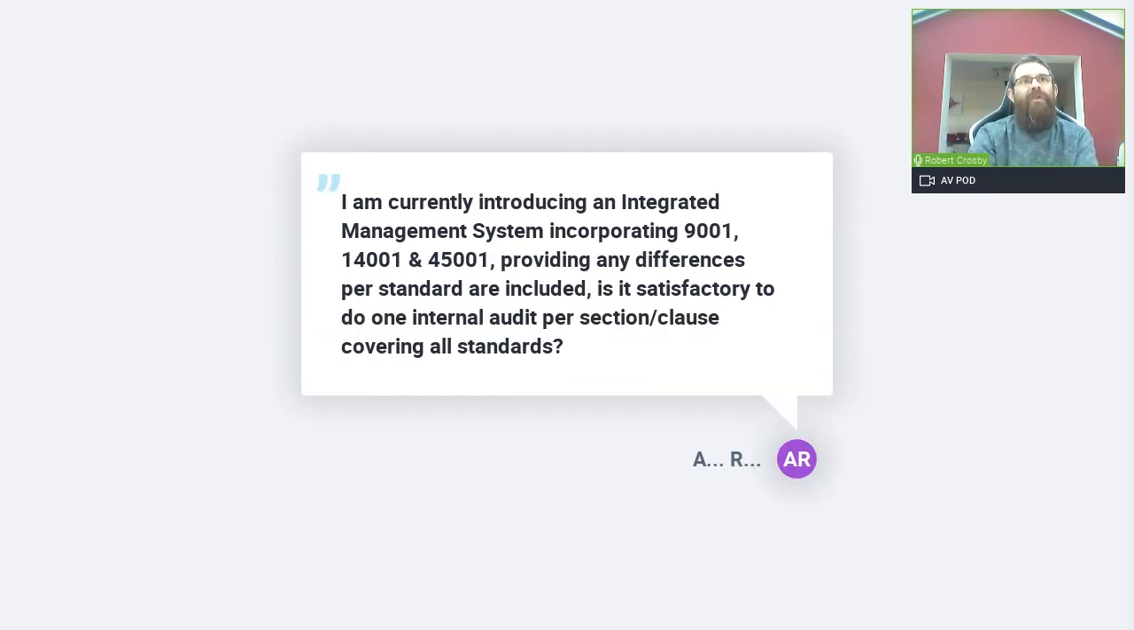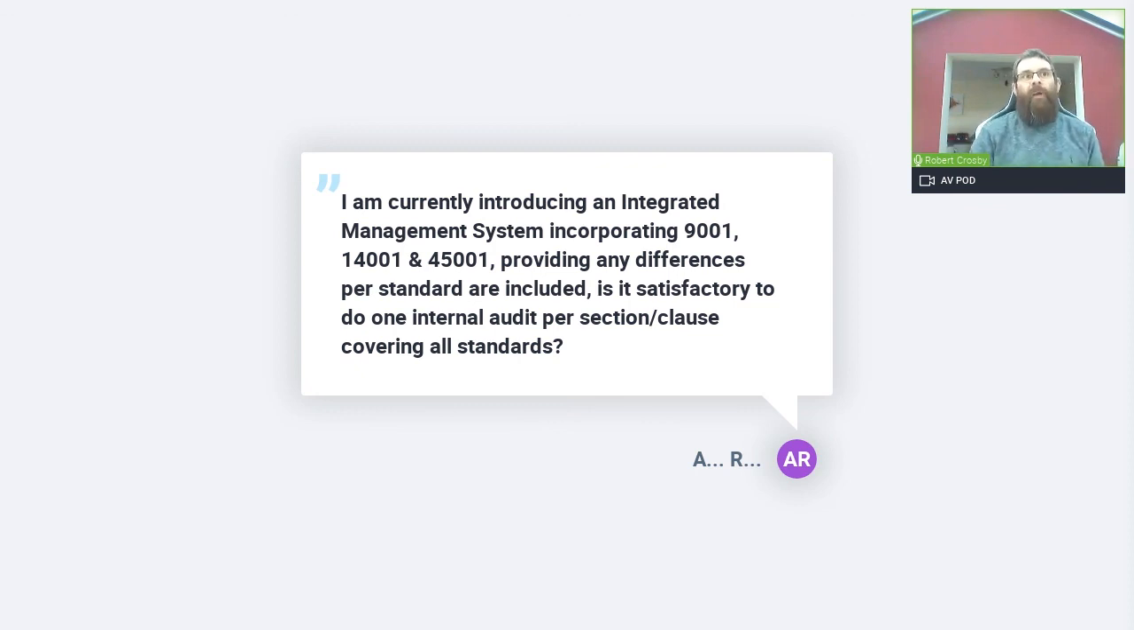Am I currently introducing an integrated management system incorporating 9001, 14001 and 45001? So we're looking at integrating three standards into one here. Provided any differences per standard are included, is it satisfactory to do one internal audit per section clause covering all standards? So this is at the heart of integrated auditing.